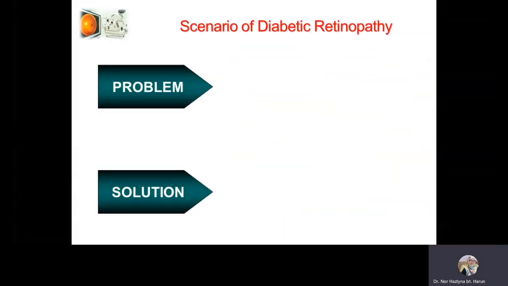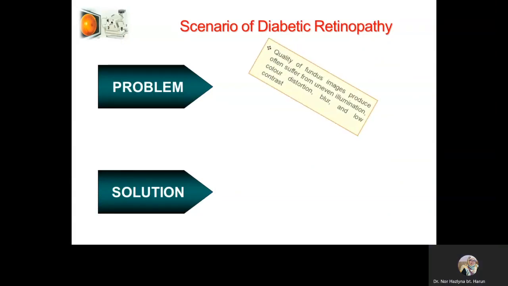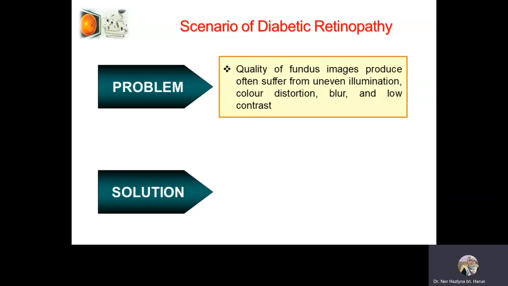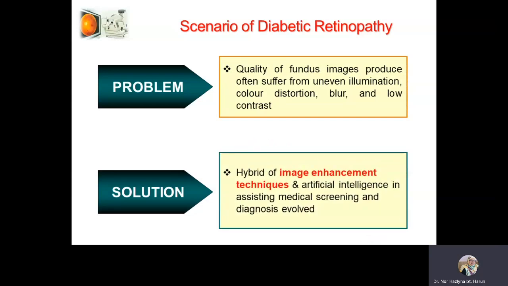Okay, for the scenario of diabetic retinopathy, the problem and solution. For the problem in diabetic retinopathy, the quality of fundus images often suffers from uneven illumination, color distortion, blur, and low contrast. Therefore, the solution for these problems is a hybrid of image enhancement techniques and artificial intelligence in existing medical screening and diagnosis evolution.